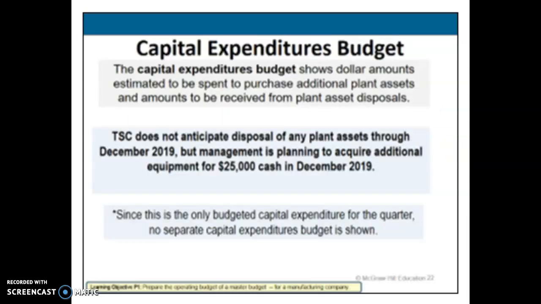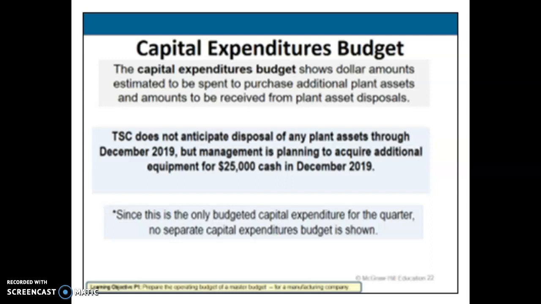All right, next we have our capital expenditures budget. It's going to show the dollar amounts estimated to be spent to purchase additional plant assets and how much we expect to receive from getting rid of plant assets. It tells us for Toronto 6 Company, they do not anticipate disposal of any plant assets through December 2019, but they are planning to acquire additional equipment for $25,000 cash in December of 19.